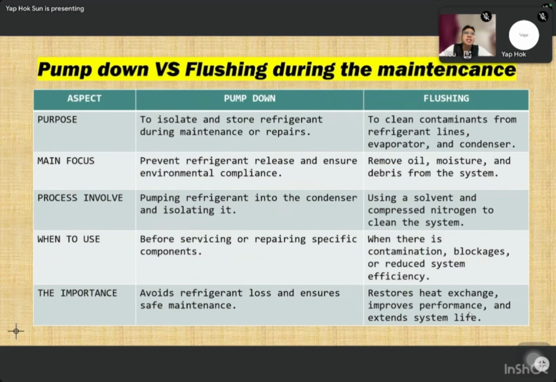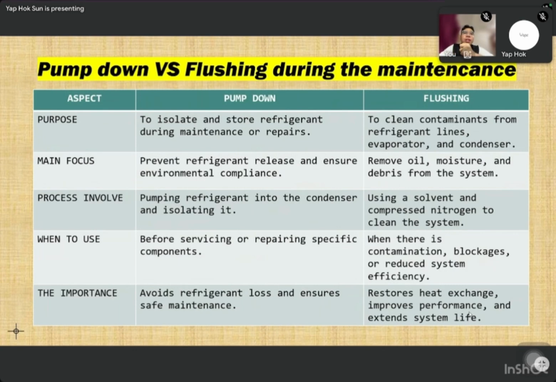The process involved in flushing is using a solvent and compressed nitrogen to clean the system. We use flushing when there is contamination, blockage, or reduced system efficiency. So we want to ensure the efficiency and the lifespan of the unit. The importance of flushing is to restore heat exchange, improve performance, and extend system life.